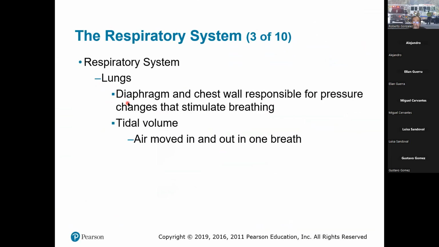Respiratory system, the lungs: you might actually have problems with your diaphragm or chest wall, which are responsible for pressure changes that stimulate breathing. You have tidal volume, which is the amount of air you can actually take in depending on your size, and also depends on your age.